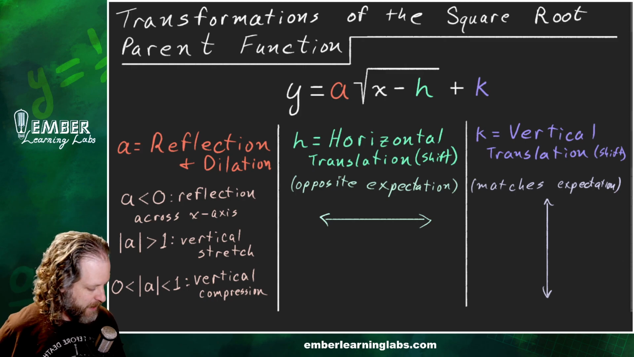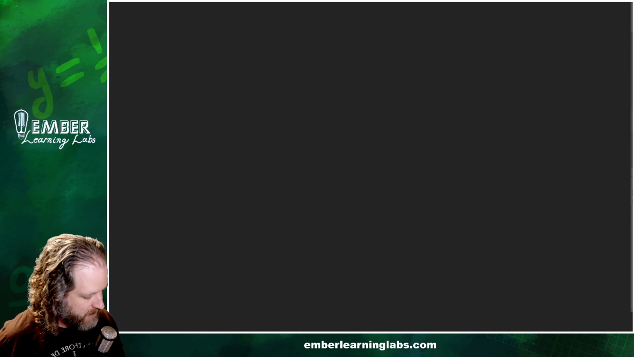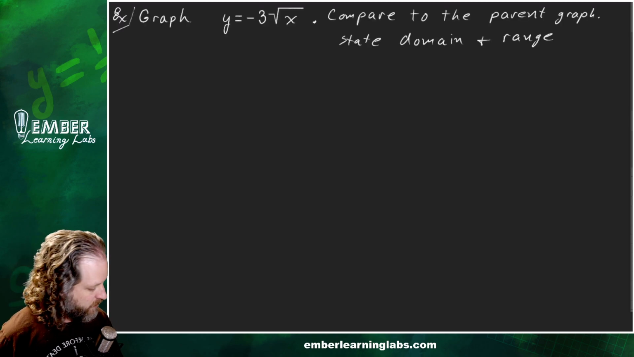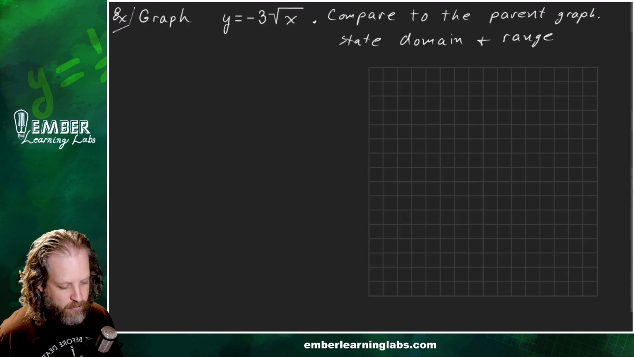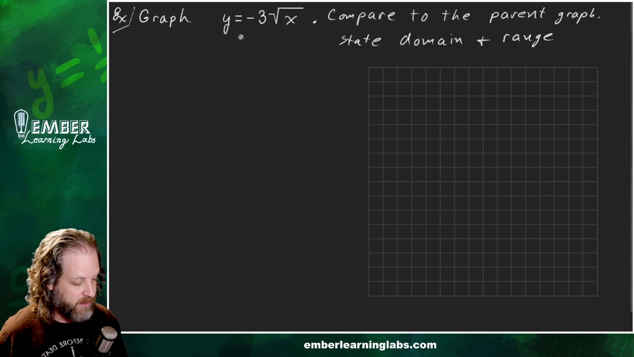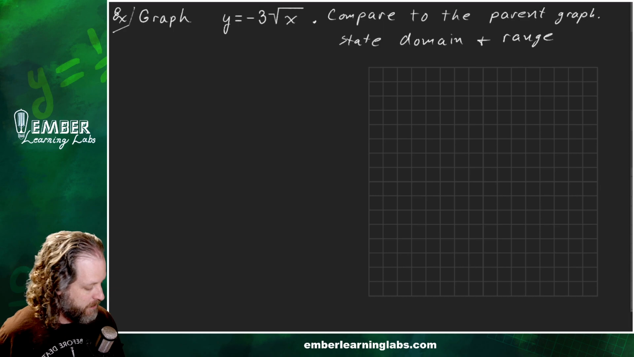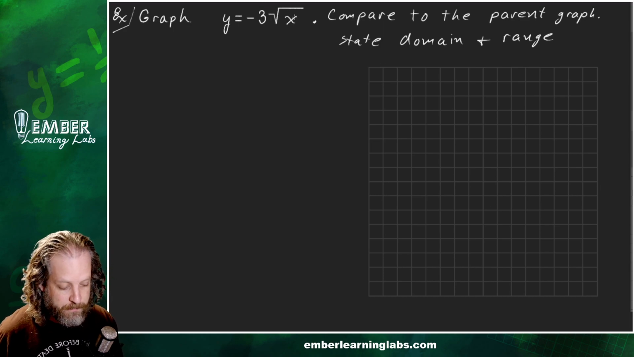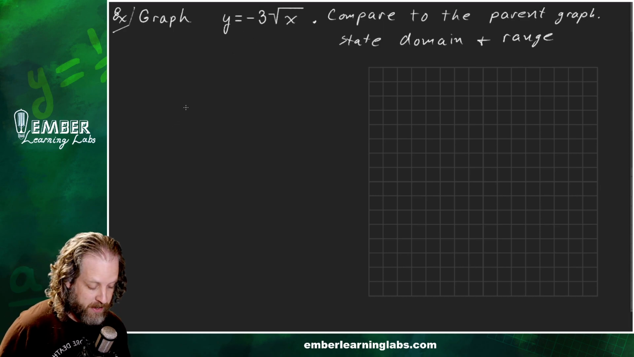So let's do some examples now and put some meat on the bones. We're going to graph. Let's get our thing back up. We're going to graph y equals negative 3 times the square root of x. We're going to compare to the parent graph and state the domain and range. All right, so what has changed from the parent graph?